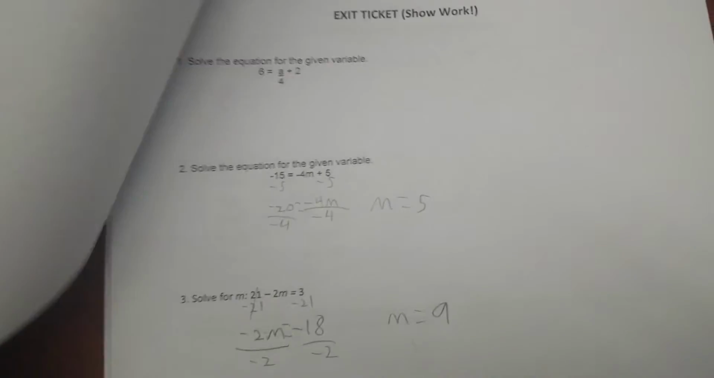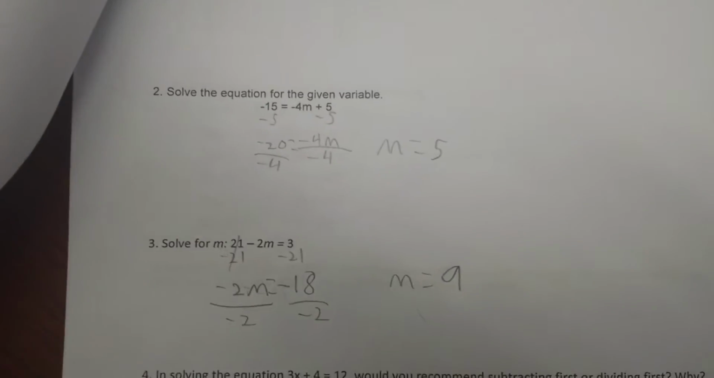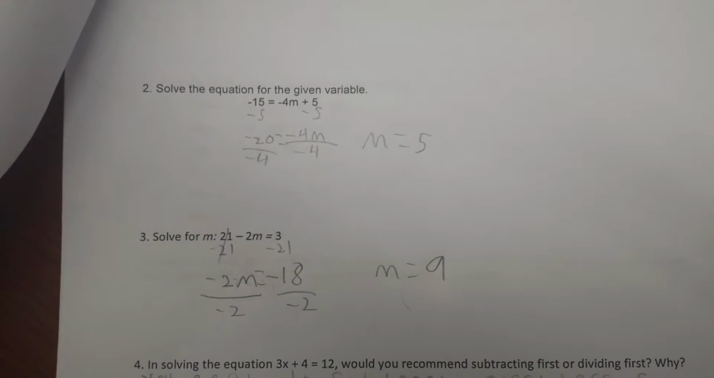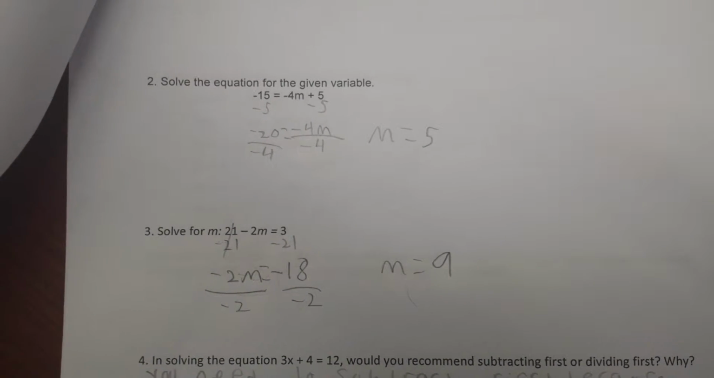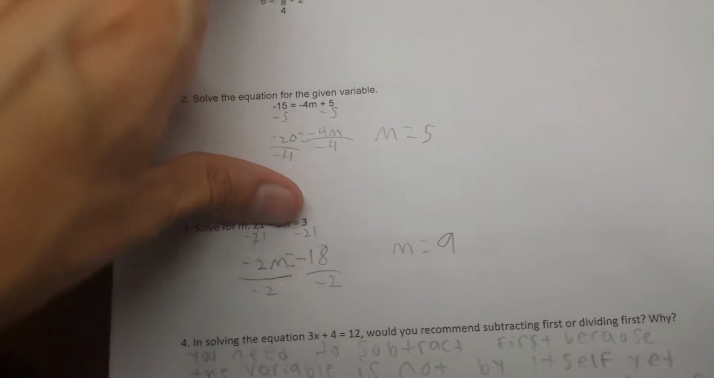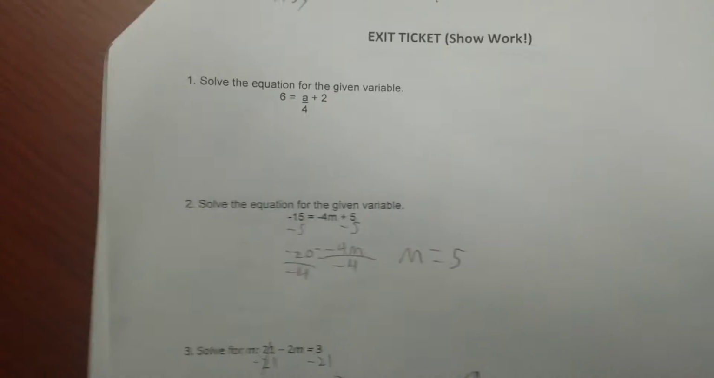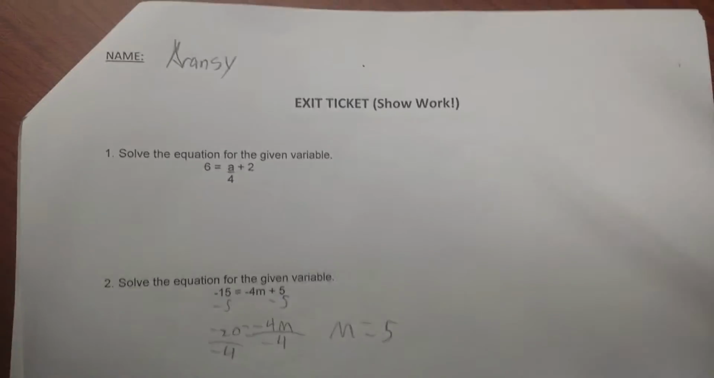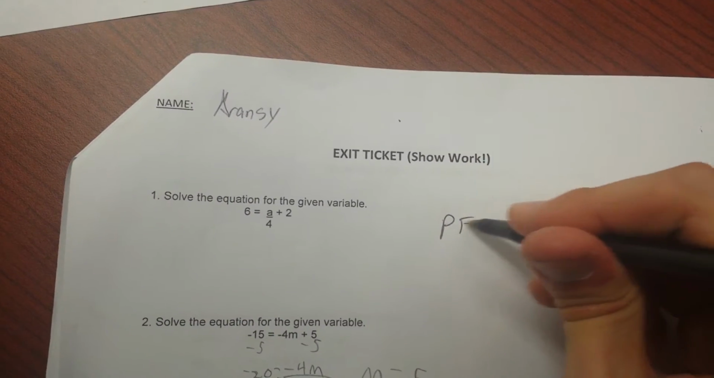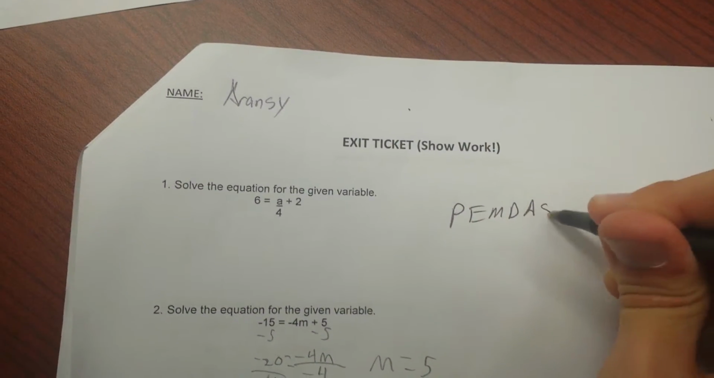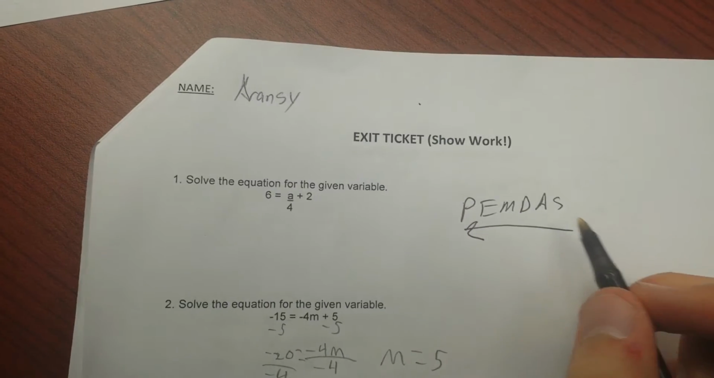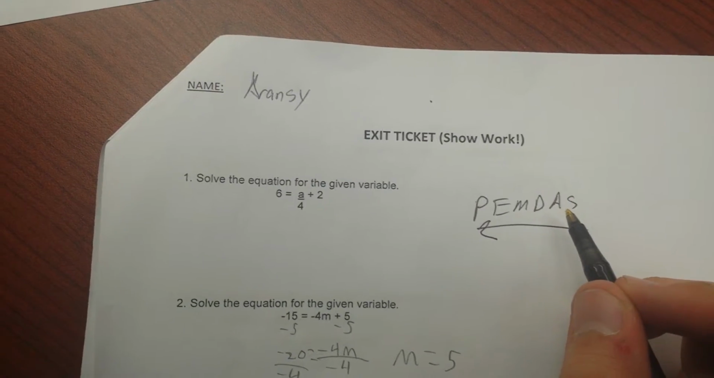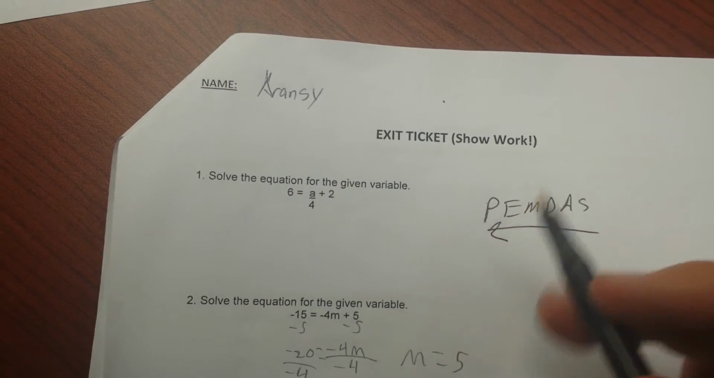Moving forward, I noticed that 2 and 3 are exactly right. So good job on 2 and 3. I wanted to talk about number 1 real quick. The first thing we do when we are solving equations as opposed to evaluating expressions is we use PEMDAS, but we use it backwards. So we're going to start with subtraction and then addition, division, multiplication, exponents, and then parentheses.